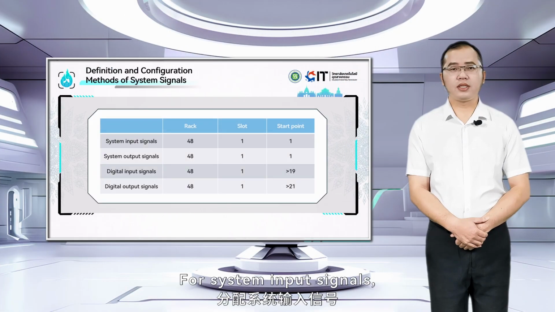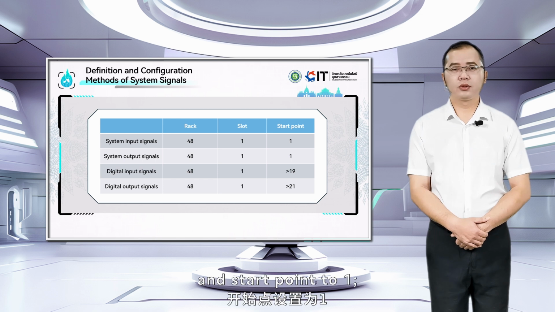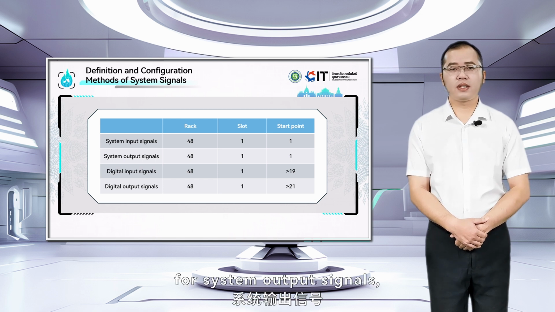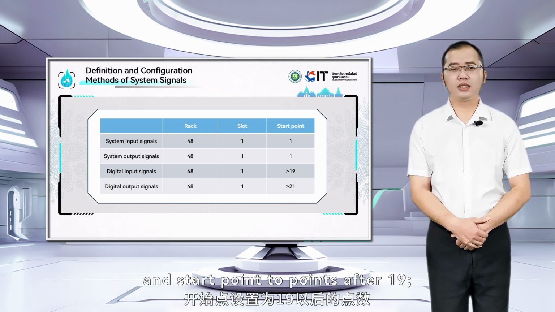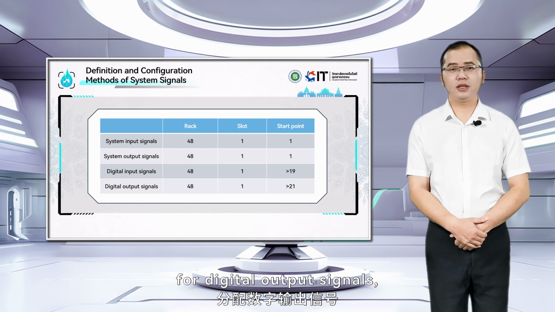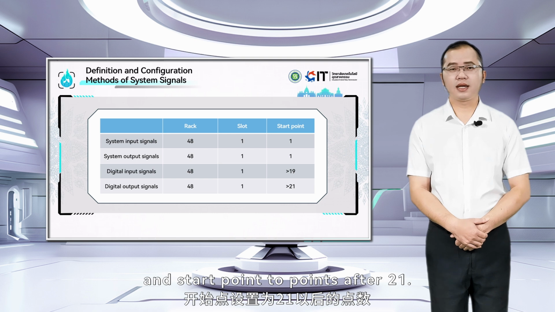For system input signals, set the rack to 48, slot to 1, and start point to 1. For system output signals, set the rack to 48, slot to 1, and start point to 1. For digital input signals, set the rack to 48, slot to 1, and start point to points after 19. For digital output signals, set the rack to 48, slot to 1, and start point to points after 21.